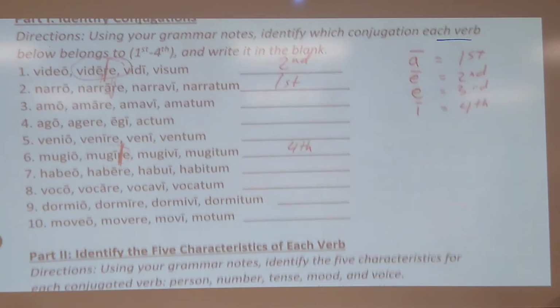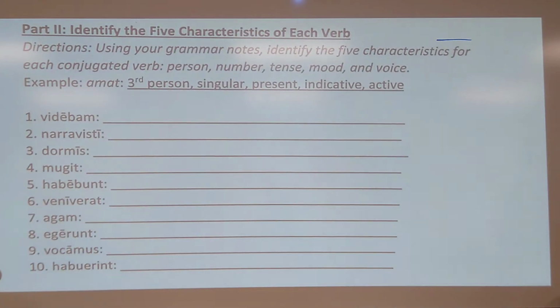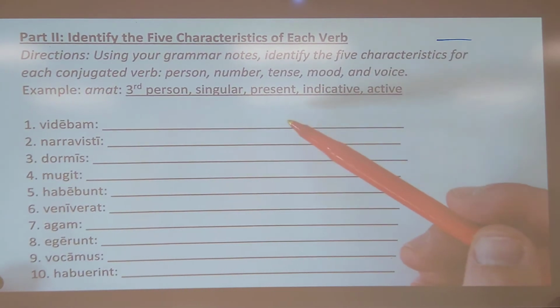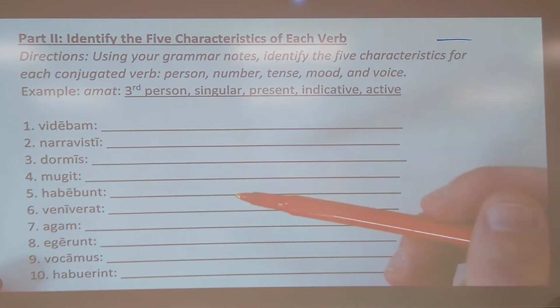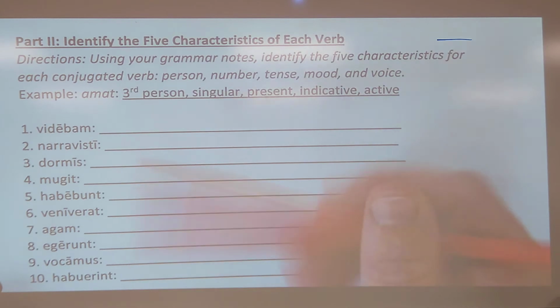All right, let's go to part 2 here, which is a little bit more challenging. And again, using your grammar notes, you're going to identify the 5 characteristics. Remember, these 5 characteristics are person, first, second, third, number, singular, plural, tense, so one of the 6 tenses, mood, and voice. Remember, mood, you have 4 options. One of them we don't even know yet, and the other 2 are either the infinitive, the second principal part. None of these are the second principal part.